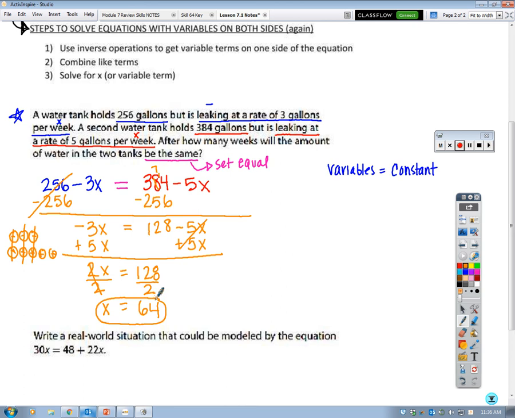Now it's asking me how many weeks will the amount of water in the two tanks be the same. So my solution here is 64, which means after 64 weeks, that's a long time, that's over a year, the amount of water will be the same in each tank.